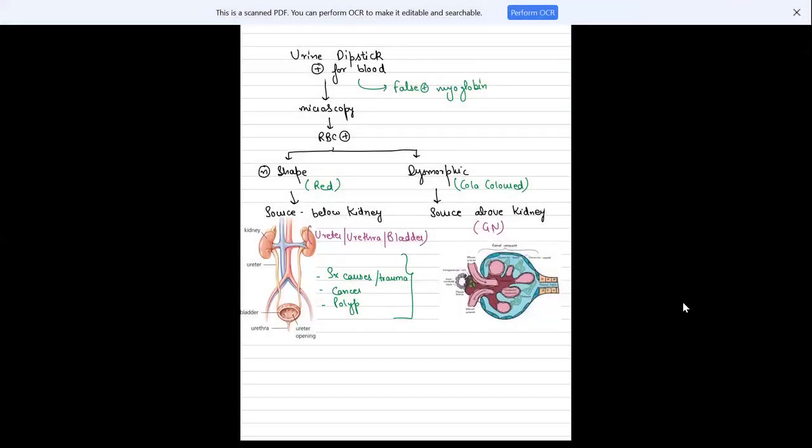So most of the causes are surgical causes if the RBC shape is intact, like any trauma, any surgical causes, stricture, polyp, cancer, growth, anything can be there in which the shape of the RBC will be intact. It's a very basic concept and important thing to remember.